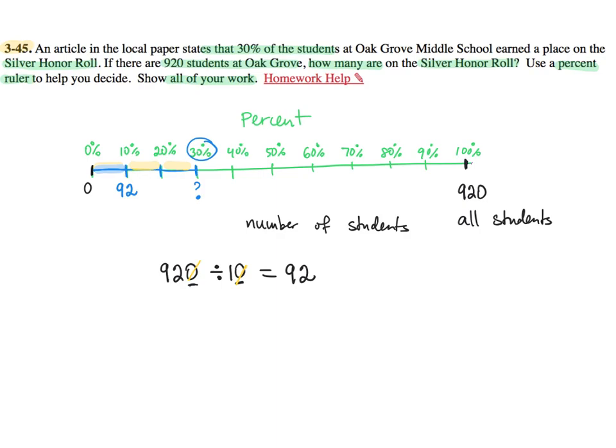So 92 students, 10%, but there's 30%. So in this case, now I'm going to say, well, there are 3 groups. 1, 2, 3 groups of 92. So that's how I'm going to find my missing piece, which is all of the Silver Honor Roll students. So go ahead and finish the problem on your own. So you're either gonna do, well, 92 3 times because there's 3 pieces. So if you like that way better, or you can say, well, I can go 92 times 3 because I have 3 groups of the same number. So finish that on your own and then answer in complete sentence.